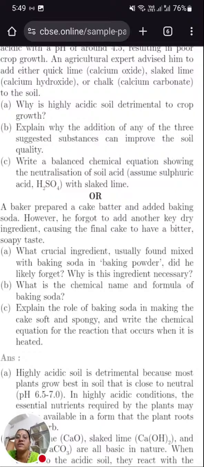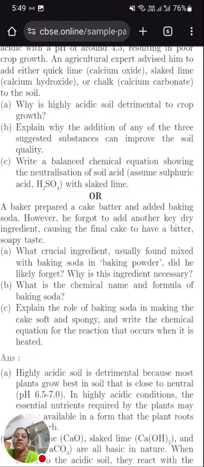When the basic oxide is added to acidic soil, they will react and neutralize the soil to neutral condition, which is suitable for the plant's growth. Write a balanced chemical equation showing the neutralization of the soil acid. Let's assume that the soil is containing sulfuric acid.